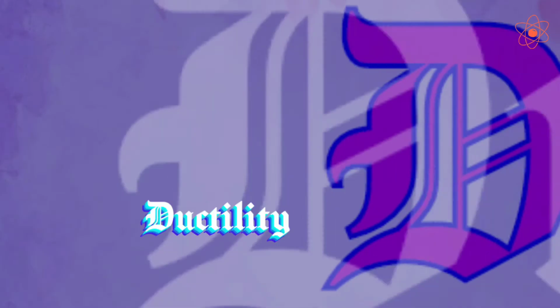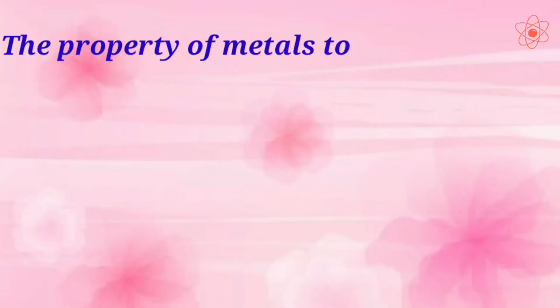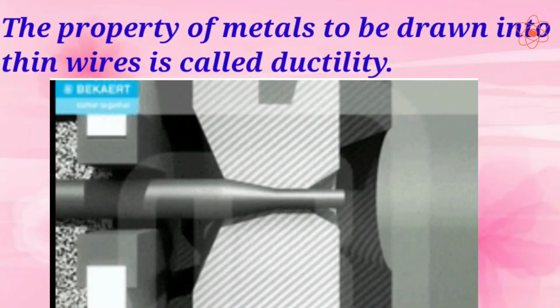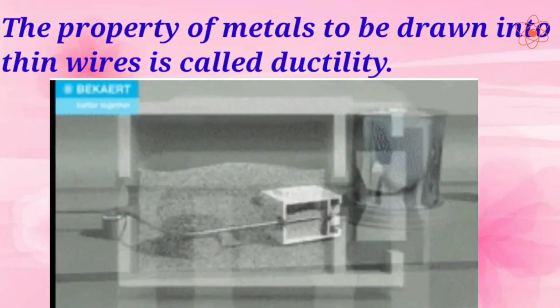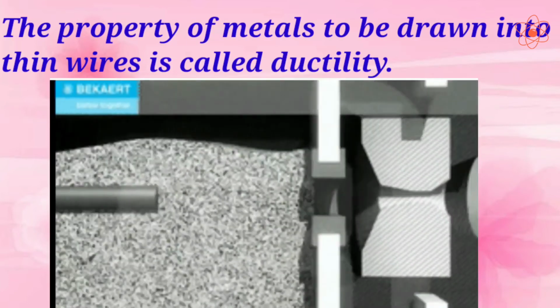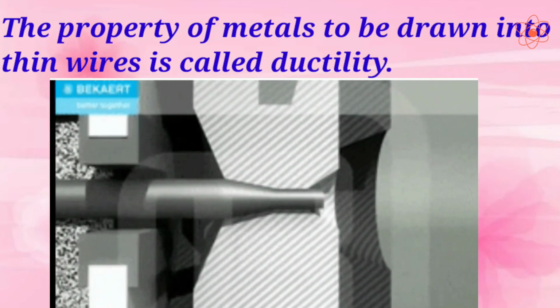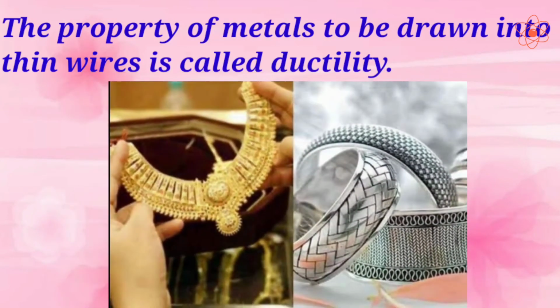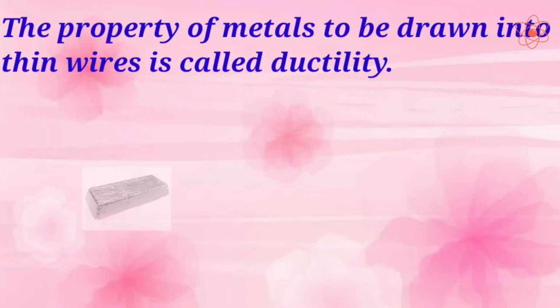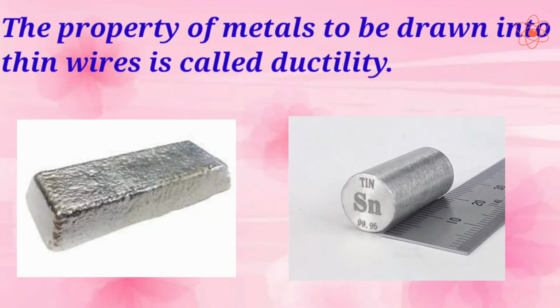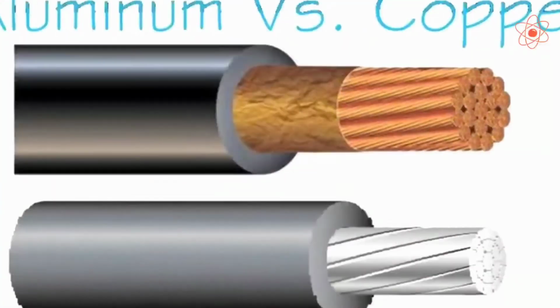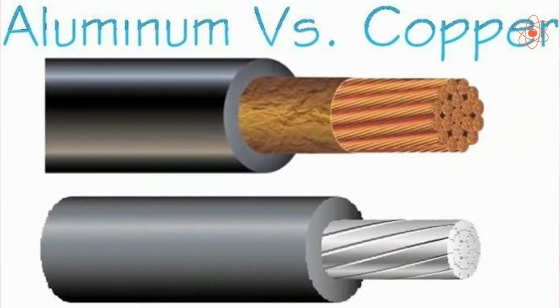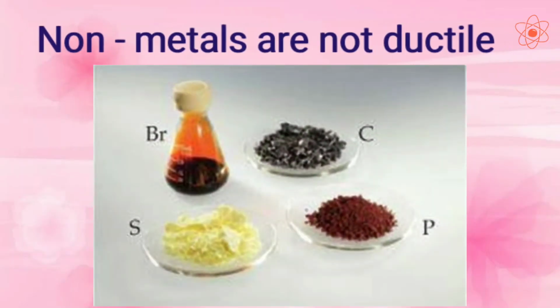Now third property, ductility. The property of drawing a metal into thin wires is called ductility. Metals are ductile and can be drawn into thin wires. All metals do not have the same ductility. Silver and gold are highly ductile metals while zinc and tin are much less ductile. Copper and aluminium are also very ductile and their wires are used in the manufacture of electric cables and wires. Non-metals are non-ductile and cannot be drawn into wires.